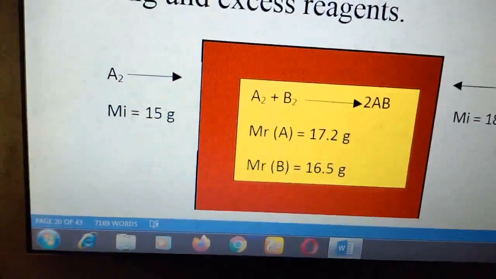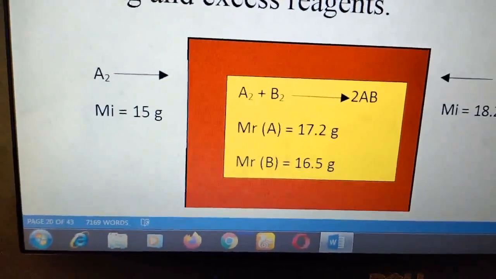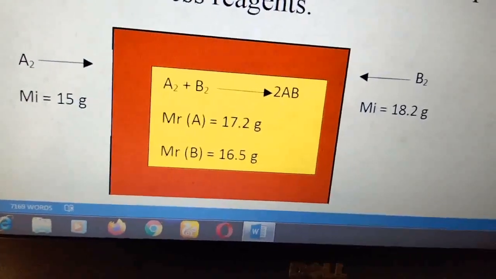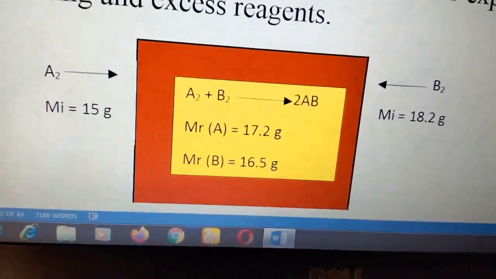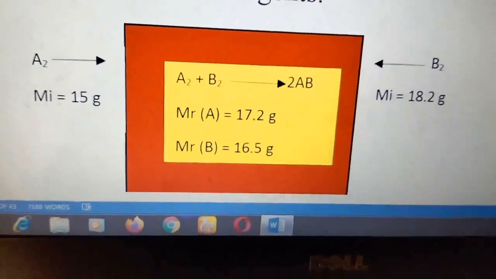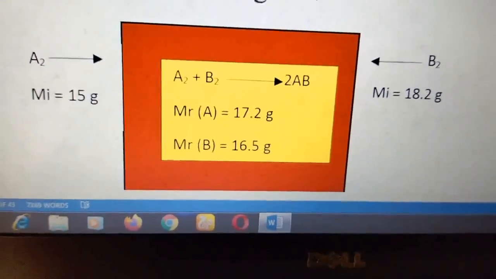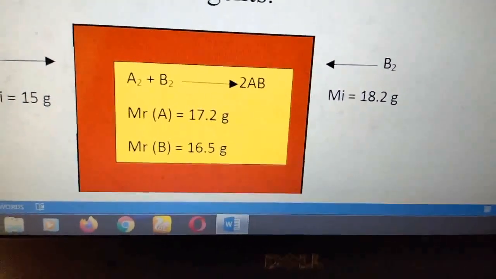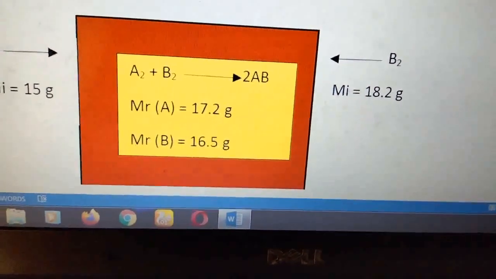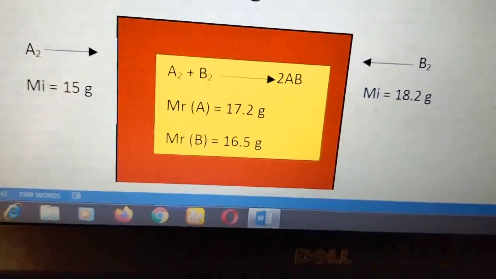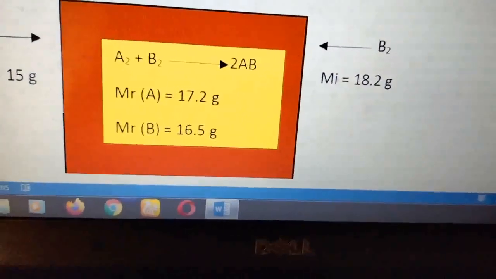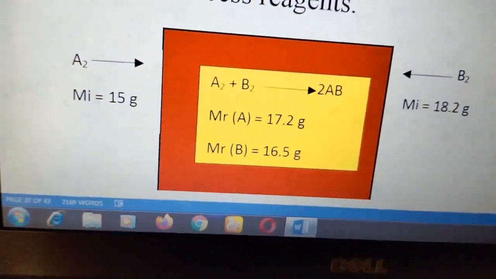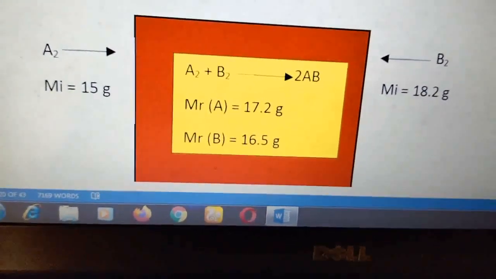But A is insufficient. We introduce 15 grams of A and we need 17.2, which is higher than 15, to react. That means we don't have enough of A for the reaction. That means A is the limiting reagent. So for the excess reagent, Mi for that substance should be more than Mr. For B, 18.2 is higher than 16.5. For the limiting reagent, Mi should be less than Mr.